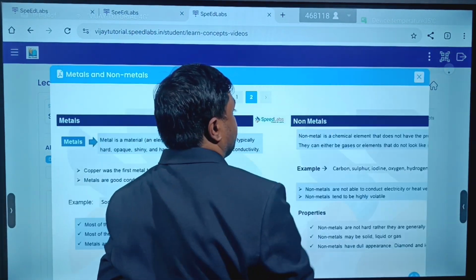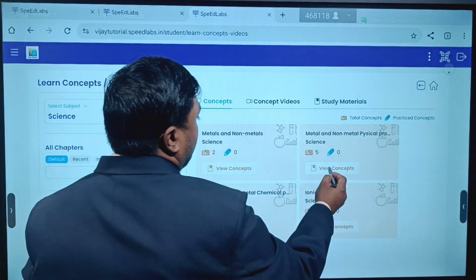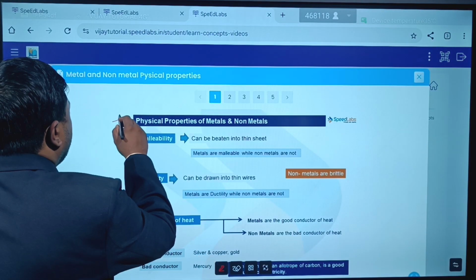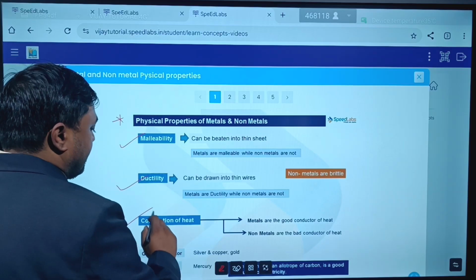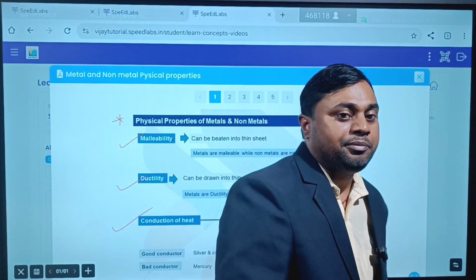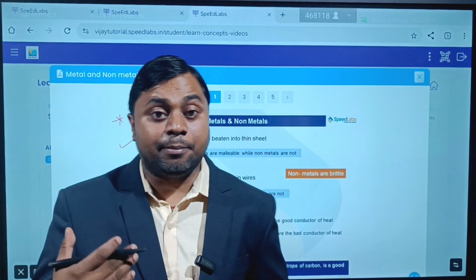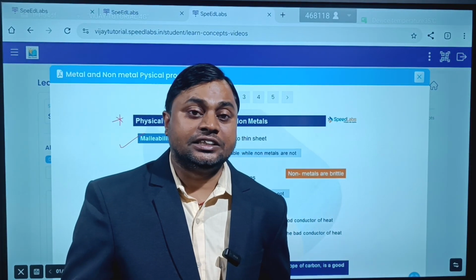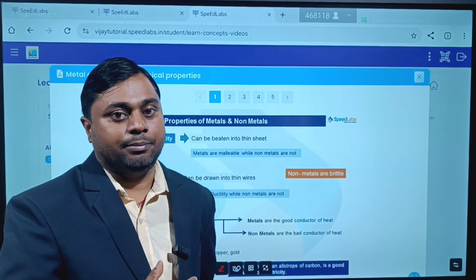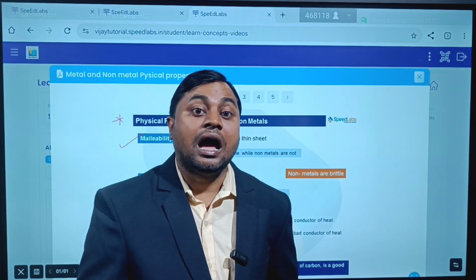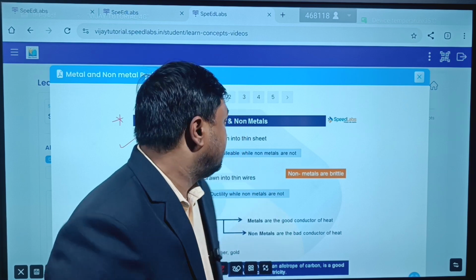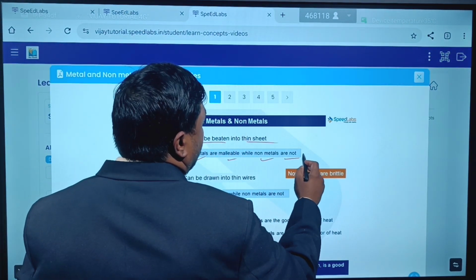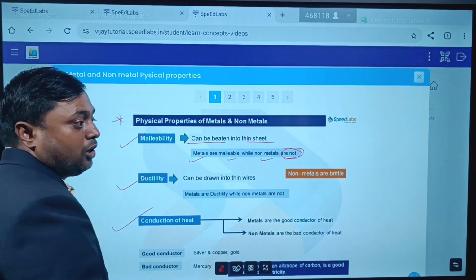Now let's discuss some physical properties of metals and non-metals. When we talk about physical properties, malleability, ductility and conduction of heat are most important. Malleability is the ability of a substance to be beaten into thin sheets. Metals are generally malleable, non-metals are non-malleable. You have seen the sheets of aluminum, iron, copper, yes or no? So metals are malleable while non-metals are not malleable.